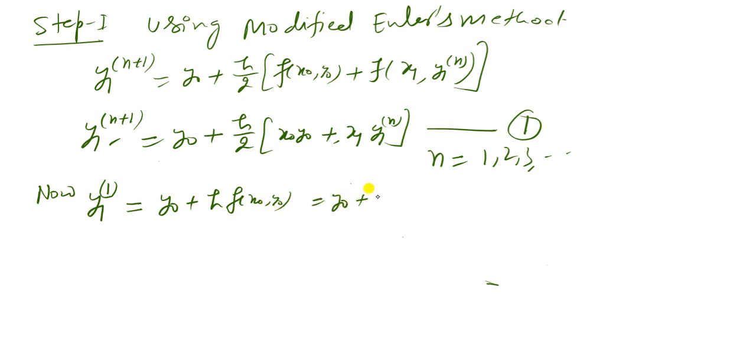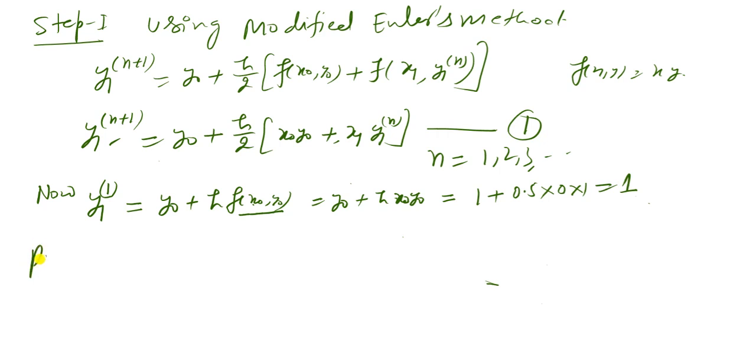So y0 plus h times f of x0 comma y0, because f of x, y is equal to x into y, so x is replaced by x0 and y is replaced by y0, so this will be x0 y0. Here y0 is 1, h is 0.5, x0 is 0 into 1, so this is equal to 1, so y1 1 is equal to 1.